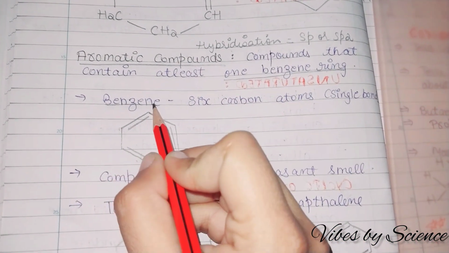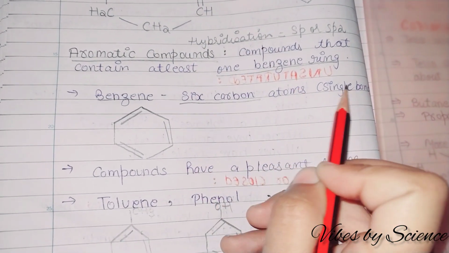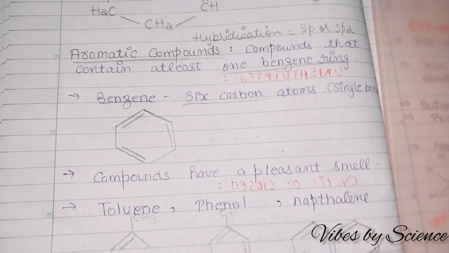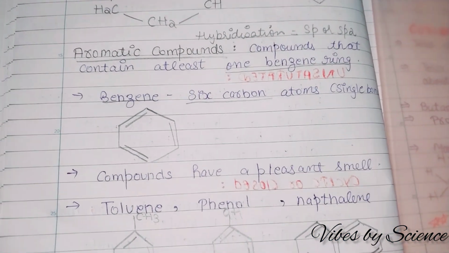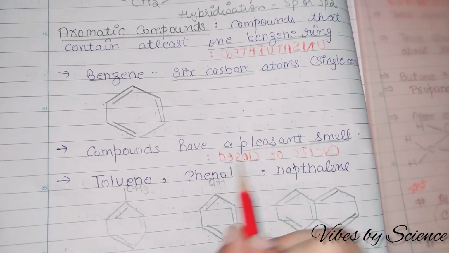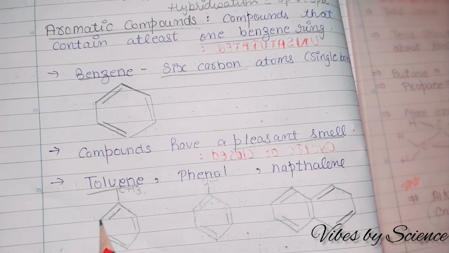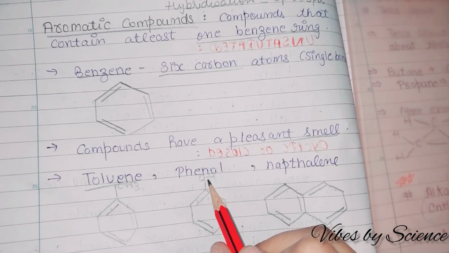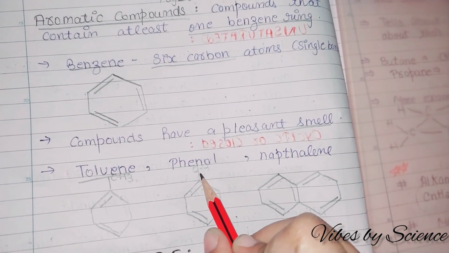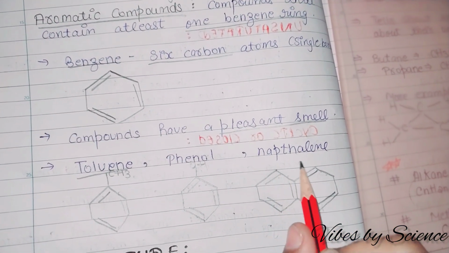So benzene is an aromatic compound. Its fragrance is very good. It contains 6 carbon atoms and they are not single bonded but double bonded, so it's a type of alkene. Compounds that have pleasant smell, I told you. This is toluene, means if you add one methyl with benzene, then it would become toluene. And if you add one alcohol group OH, hydroxyl, with benzene, then it would become phenol. And if you take 2 benzene rings, it would become naphthalene.